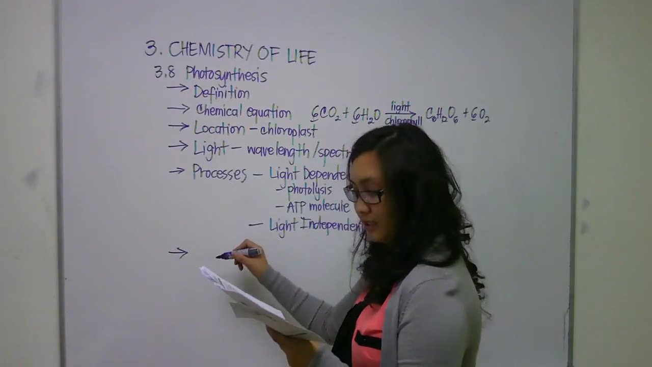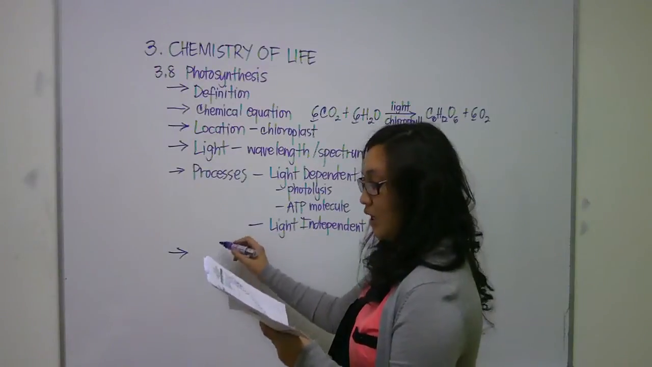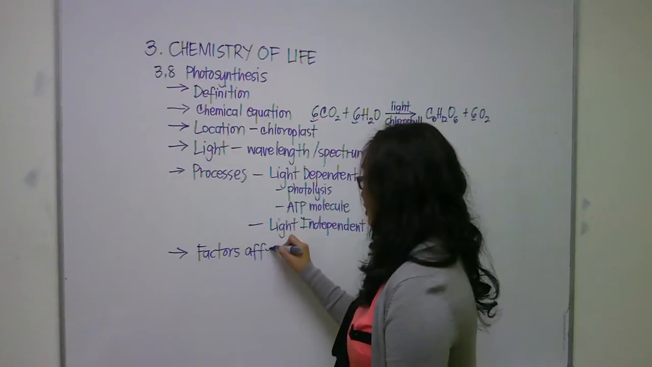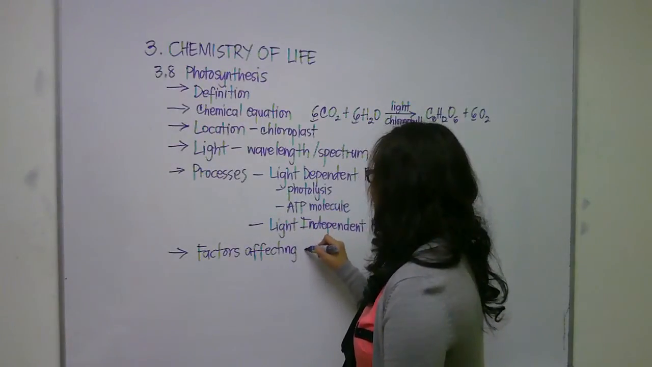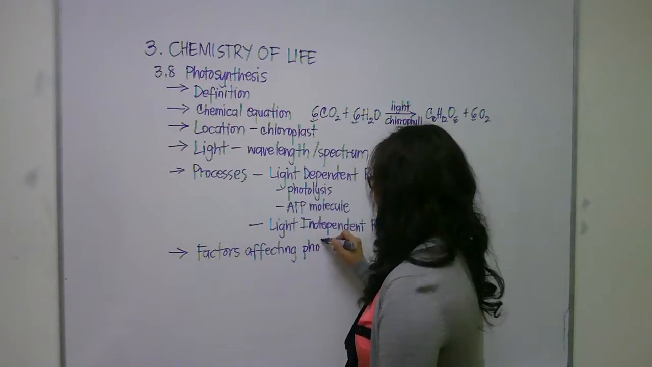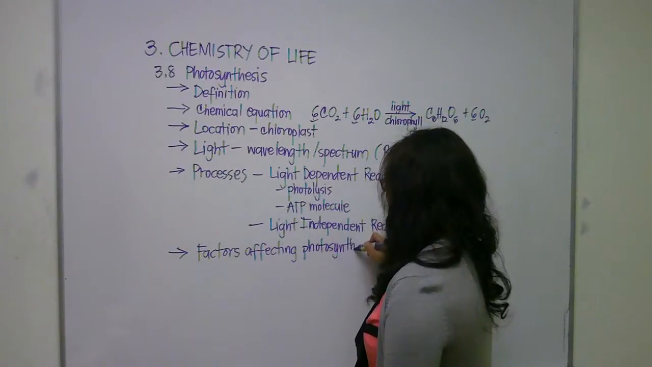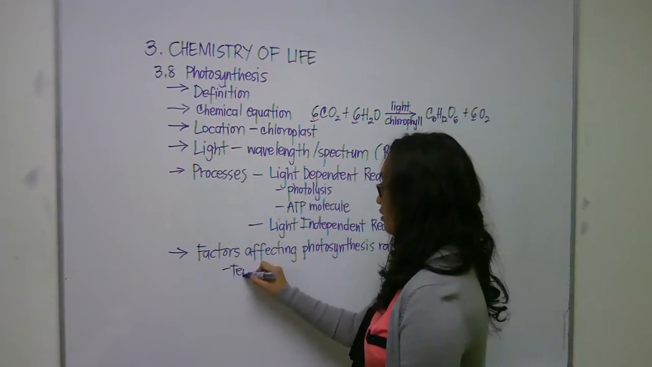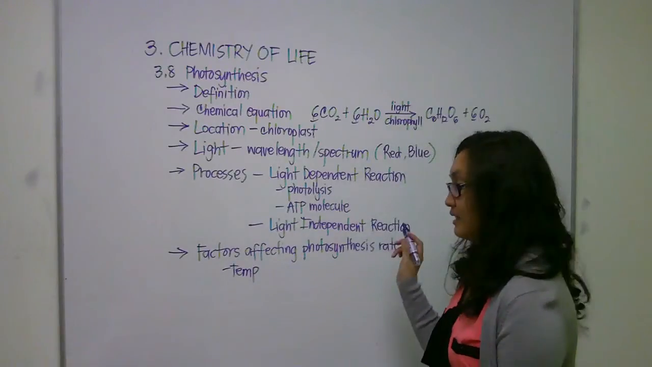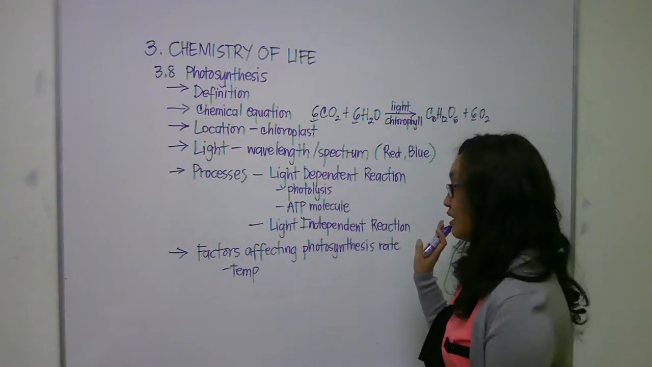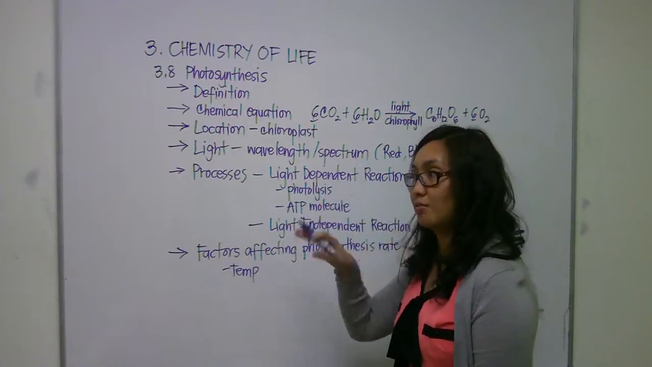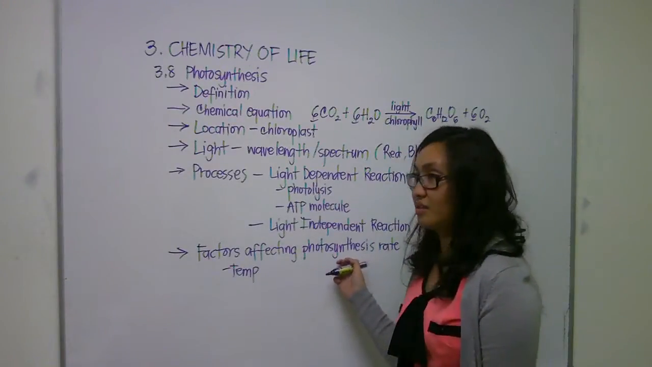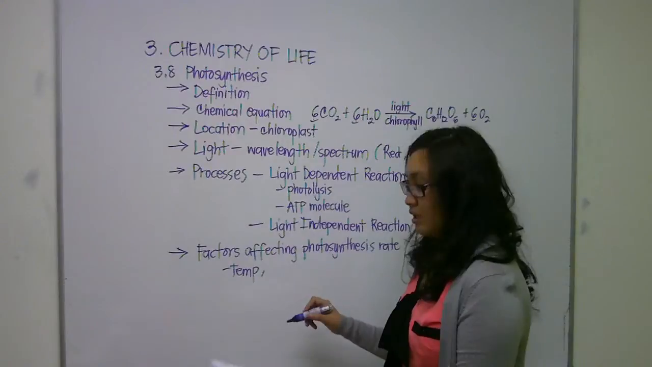Okay, so next that are going to be discussed are the factors affecting photosynthesis. So the rate of photosynthesis is being affected by several factors, such as temperature. Okay, just like in enzymes, as the temperature increases, the rate of photosynthesis is increasing as well. But as the temperature further increases, it can denature the enzymes that are involved in the process of photosynthesis, therefore decreasing the rate.